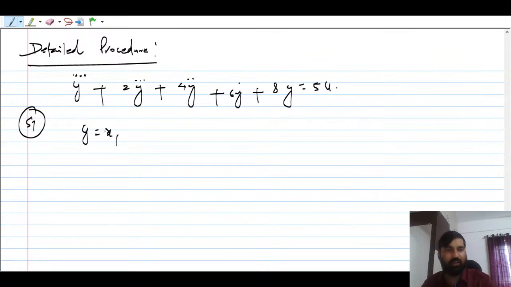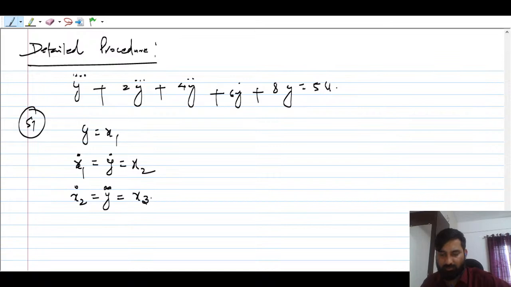Now what you can do here is if you differentiate, x1 dot, right, so you can consider x1 dot is going to be equal to x2. If you differentiate y, y dash is nothing but x2, you can say. Okay, now you take x2 dot. x2 dot means it is nothing but y double dash, I mean double dot, and y double dot is nothing but x3, you can say. Right?